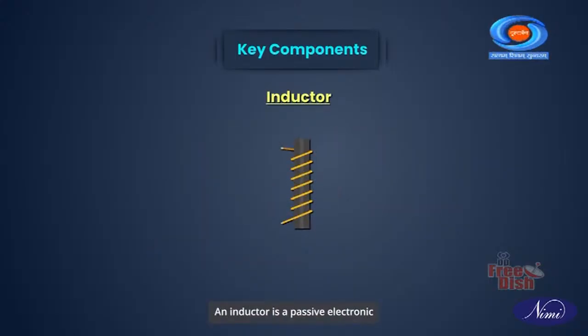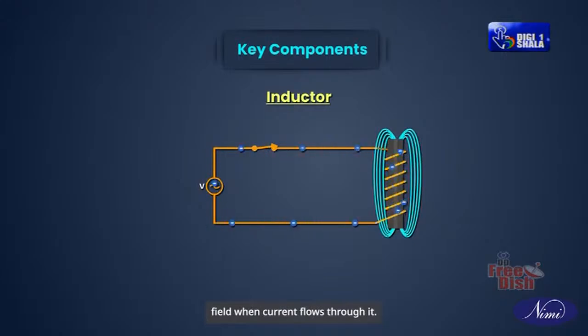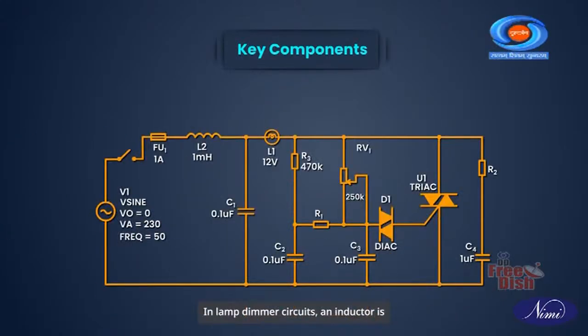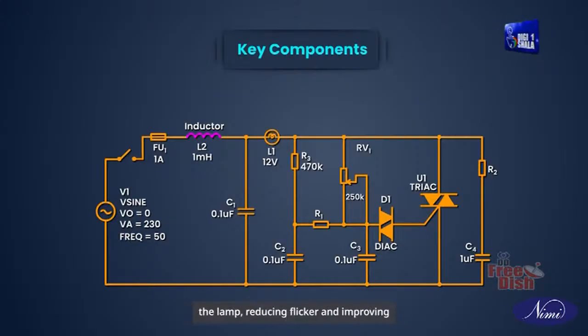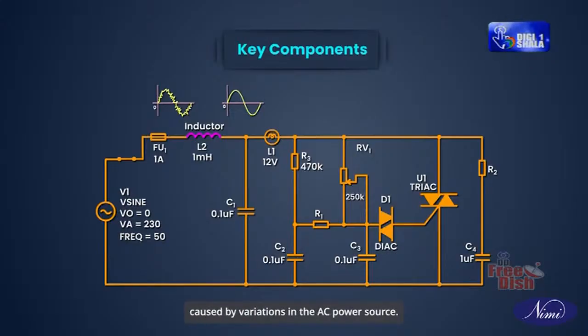Inductor. An inductor is a passive electronic component that stores energy in a magnetic field when current flows through it. In lamp dimmer circuits, an inductor is often used to smooth out the voltage across the lamp, reducing flicker and improving performance. It helps to maintain a more stable voltage supply to the lamp by reducing fluctuations caused by variations in the AC power source.